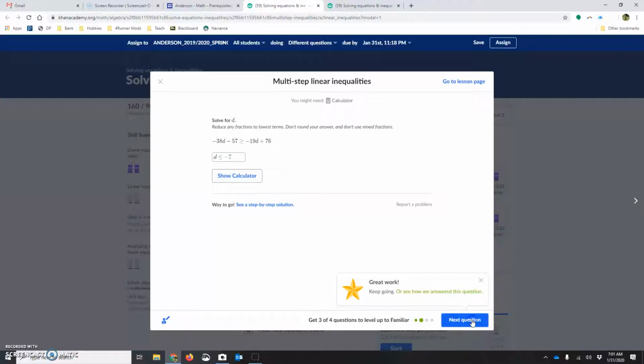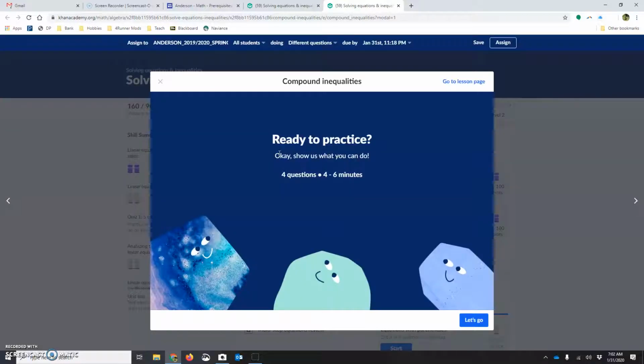Okay. I think the next questions are the exact same thing, and if they are, I'm going to move on. So yeah, this is the exact same question. Okay, I'm not going to solve this again. All right, so next assignment. I actually haven't looked at this one yet, so I don't know how it's different. Compound inequalities.